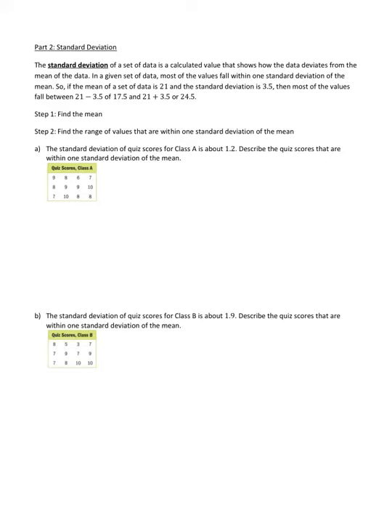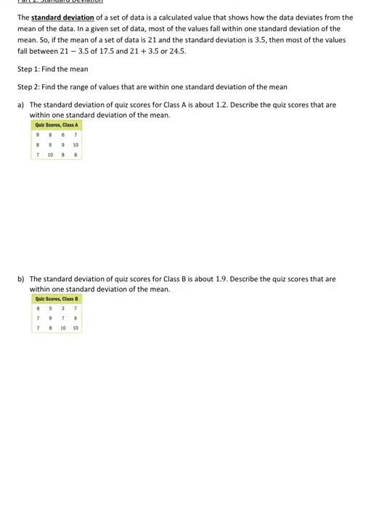In a given set of data, most of the values fall within one standard deviation of the mean. So, if the mean of a data set is 21, and I give you the standard deviation is 3.5, then most values fall between 21 plus or minus 3.5, or between 21 minus 3.5 of 17.5 and 21 plus 3.5, or 24.5. So most data values are going to fall between the range of 17.5 and 24.5, or 21 plus or minus 3.5. In order to find the range of values, step 1, we find the mean. Step 2, we find the range values that are within one standard deviation of the mean.